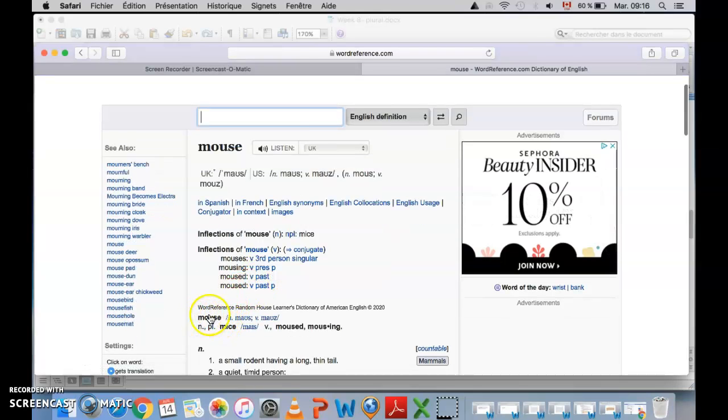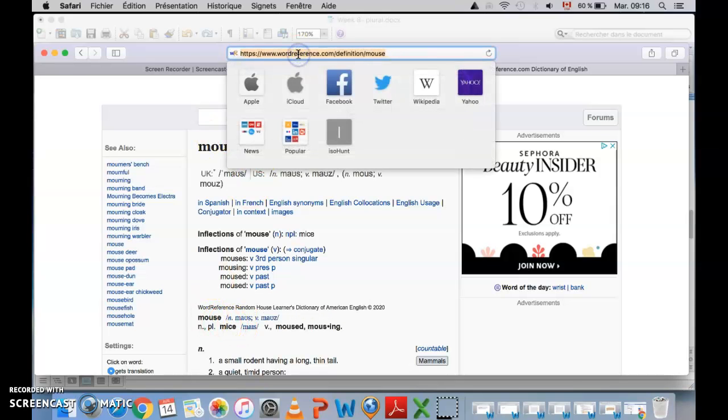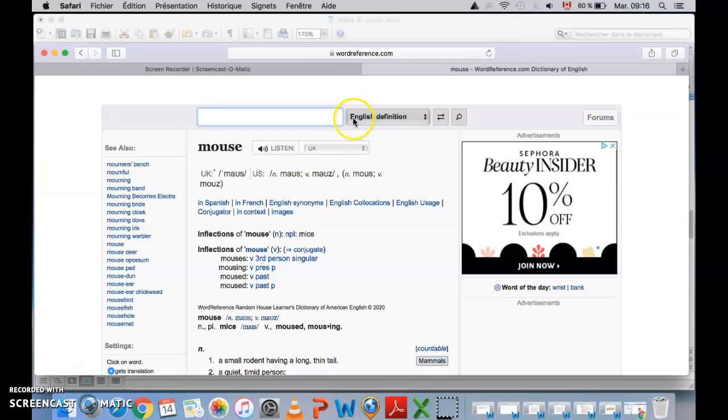That's another thing. Mouse is here. The plural, mice. So if you're not sure about how to write a word in its plural form, you can always use wordreference.com. You go on English definition, and then you're going to have the word over there.